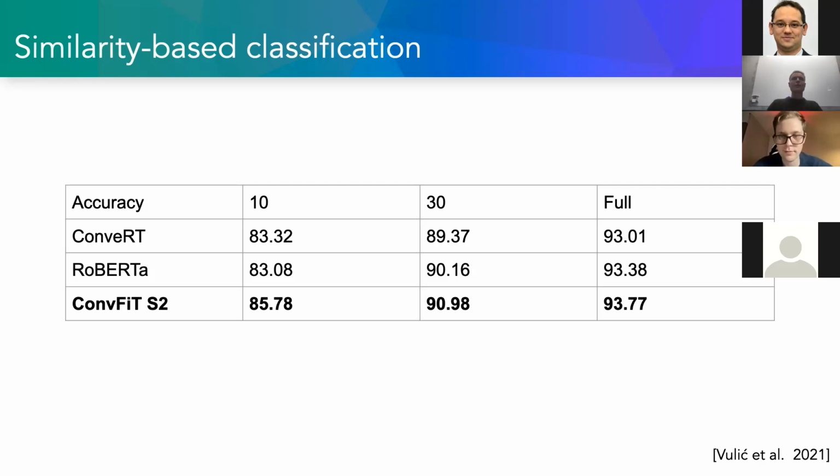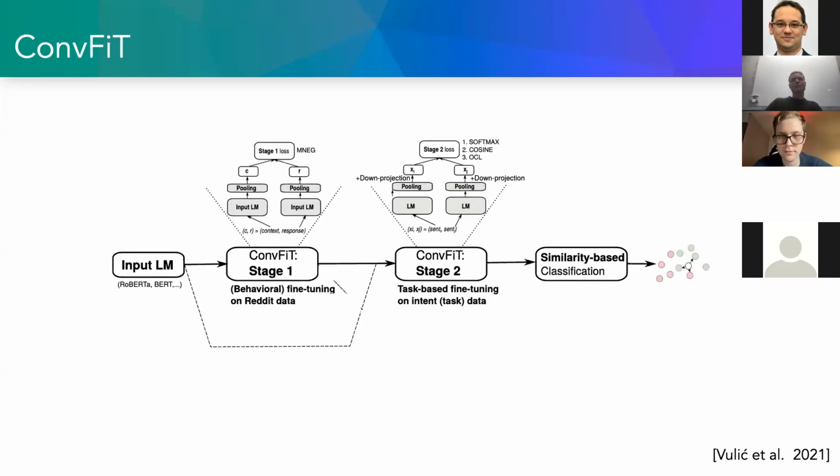At this point, we didn't stop, but we asked ourselves, if ConveRT is producing such a good result, why not combine the similarity-based approach of classification with the pre-training, which is the main topic of this presentation, with adapting of language models. So we asked RoBERTa to also start with stage one, where we do conversational fine-tuning on Reddit data. Again, response selection task pre-training. Back then we had 600 million pairs.